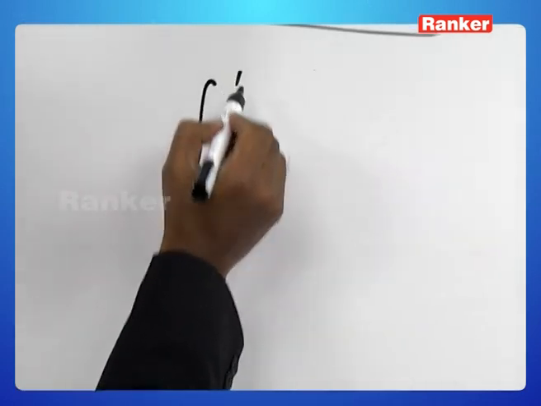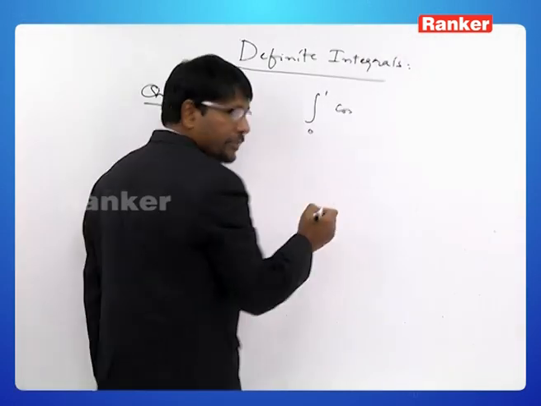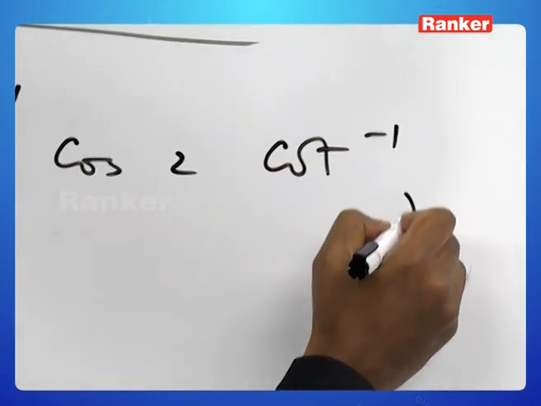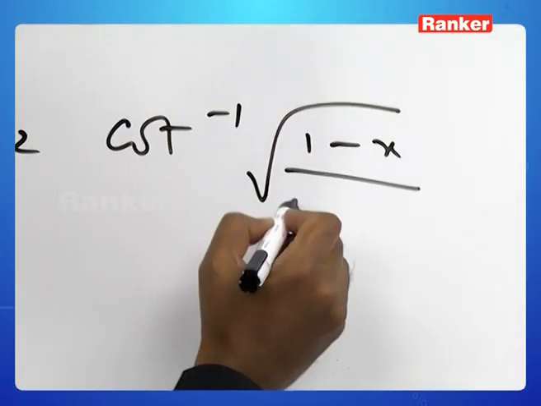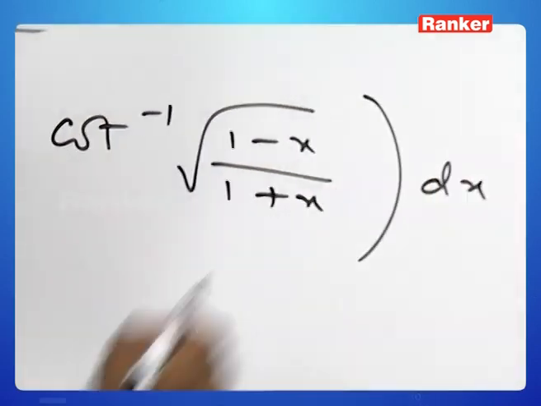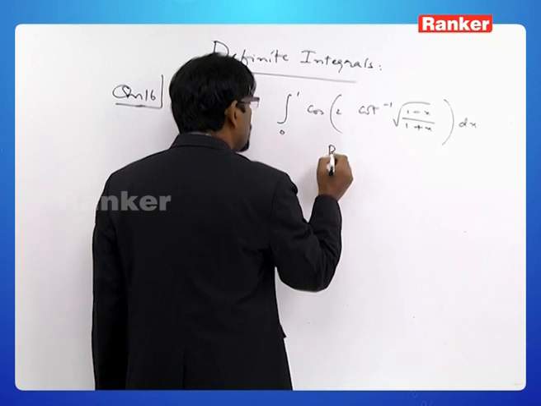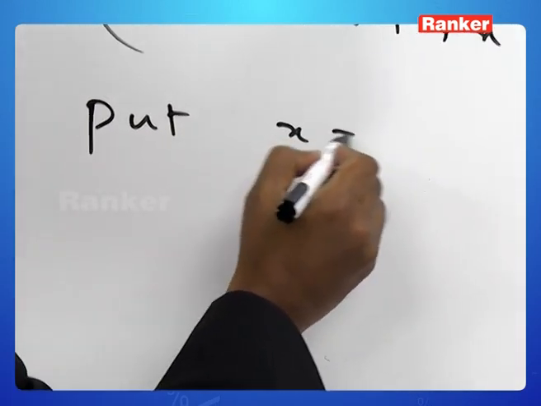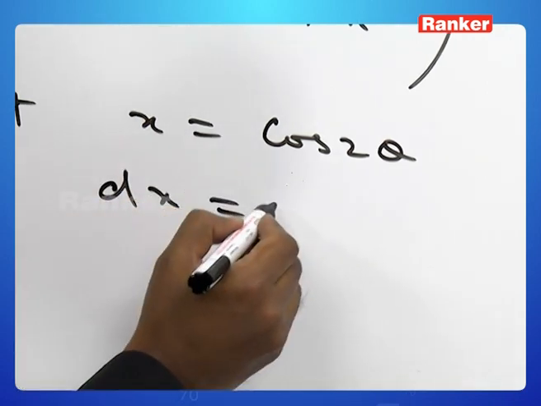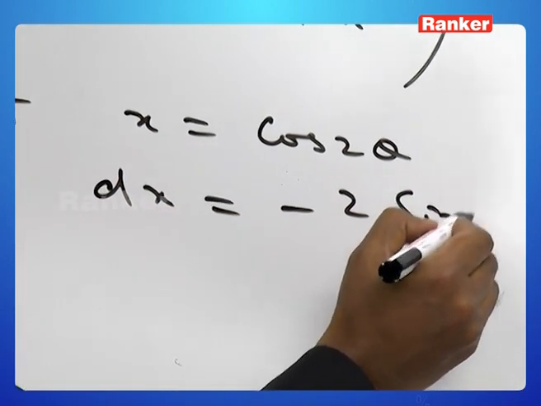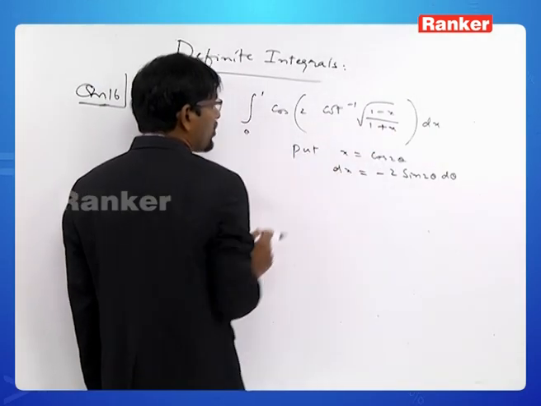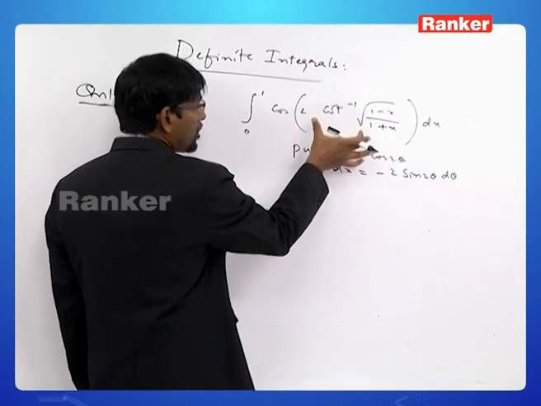Integral 0 to 1 of cos of 2 times cot inverse of root over 1 minus x by 1 plus x dx. What we do is we put x as cos 2 theta. What do we get? dx will be minus 2 sin 2 theta d theta. So this dx part can be replaced with that. And what about this function?